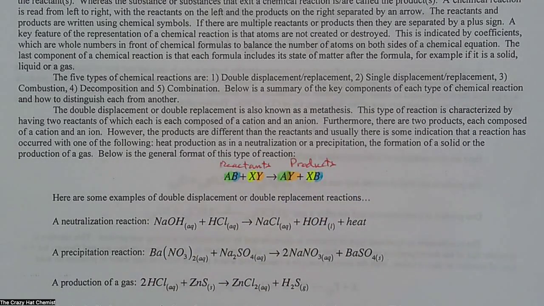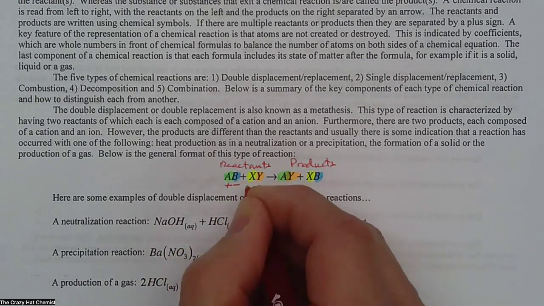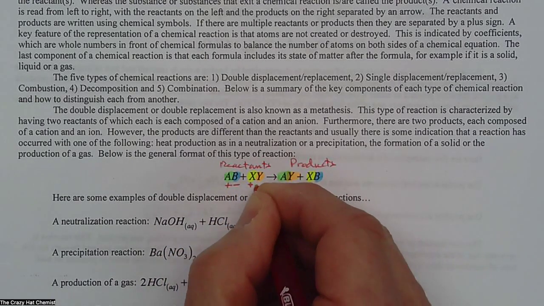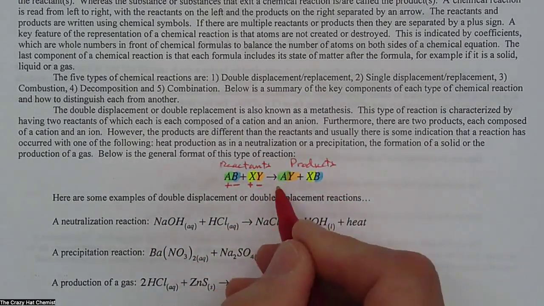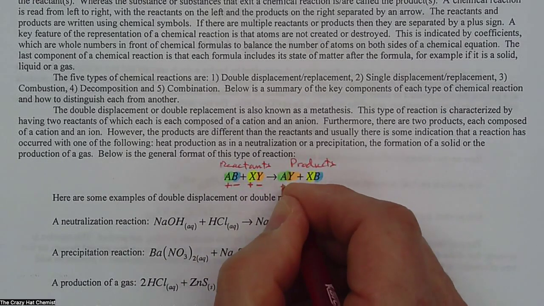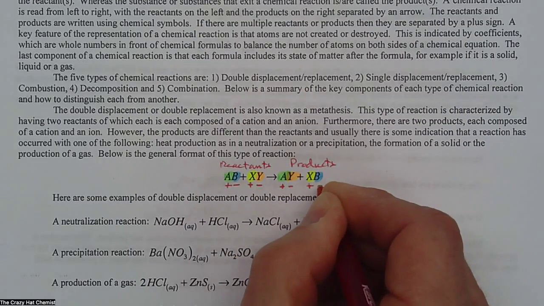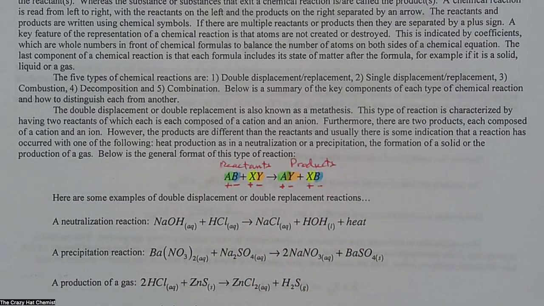So understanding this, a cation is positive, an anion is negative, a cation is positive, an anion is negative. And you might be wondering, why is A first? Why is X first? Because cations are always written first, anions are always written second, just like that. All right. Here are some examples of double displacement or double replacement reactions.